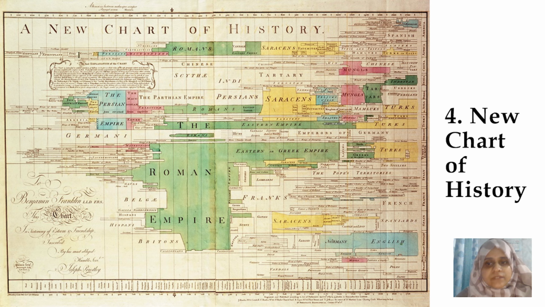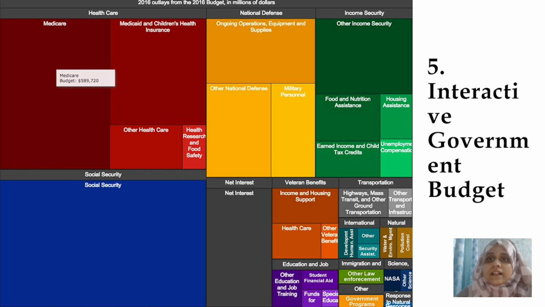Next is the new chart of history. Joseph Priestley created timeline charts to visualize history. His chart of biography showed which famous figures lived at the same time, while the new chart of history mapped empires and cultures using color, sizes, and locations. These innovative visualizations made complex timelines easy to understand and remain highly influential. As you can see, various different colors are used to identify famous figures and the empires that were generated.